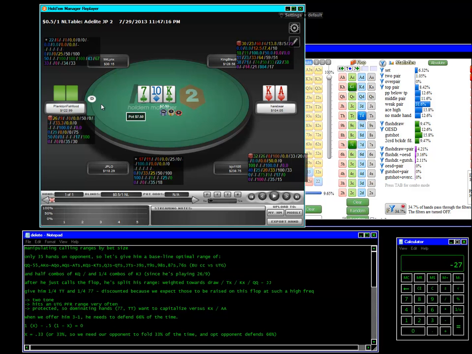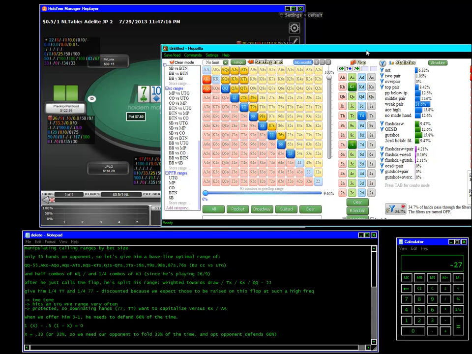So here we don't know anything about this player. We're going to default into giving him an optimal range first of all, and then we're going to play according to that. Again, that's a simple measure to safeguard ourselves from exploitation. I actually made an adjustment on his range, but we'll talk about that later on. So again, this is a very good flop for us.